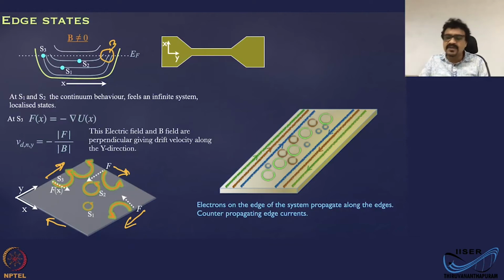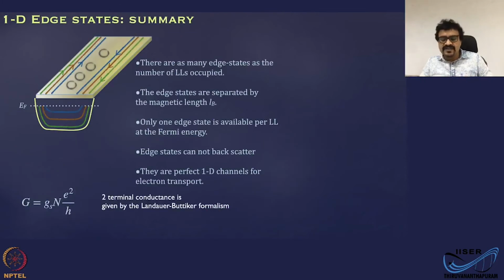So let us now try to summarize what we have so far. Then we will see what effect these edges will have on the transport. In summary, there are as many edge states as the number of Landau levels occupied. If there are 3 Landau levels, there will be 3 edge states at the Fermi level. All the action and all the transport happens at the Fermi level. So if there are states available at the Fermi level, then only can transport take place. We don't need to worry about anything too far from the Fermi level for transport studies.